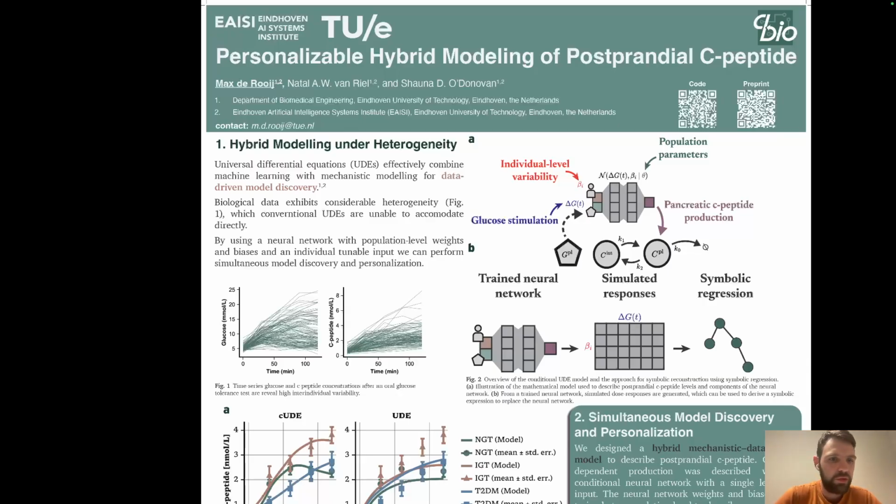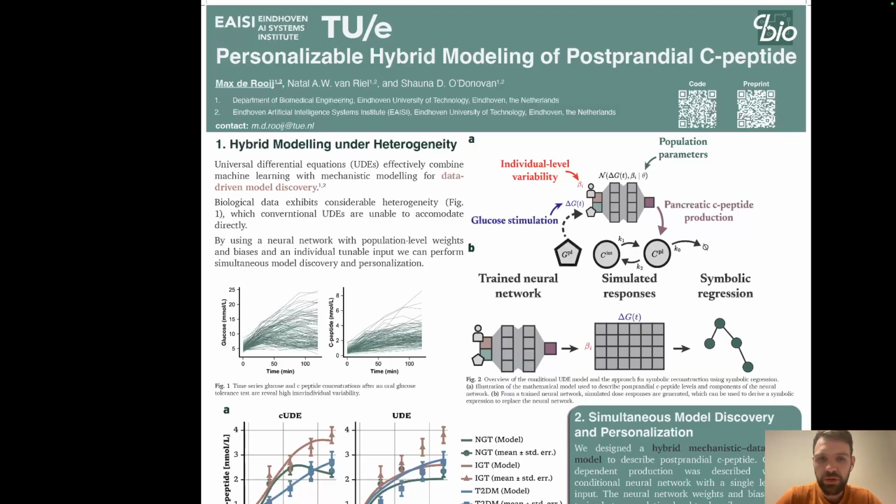However, biological data exhibits considerable heterogeneity. For example, if we have different individuals in our dataset, or if we have different experimental conditions in our dataset, which conventional UDEs are unable to accommodate directly. The example that we see here is that in diabetes, glucose and C-peptide responses vary widely between individuals.